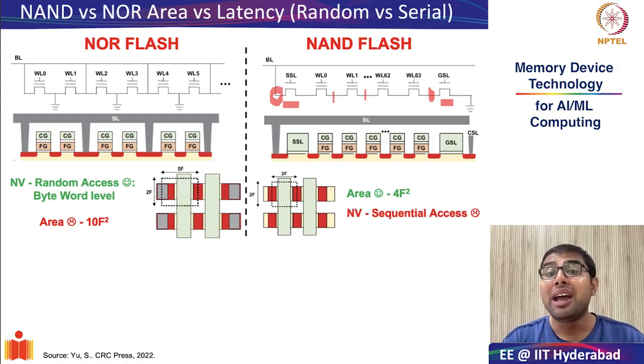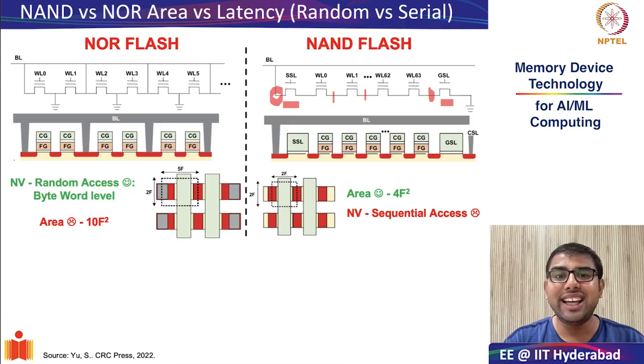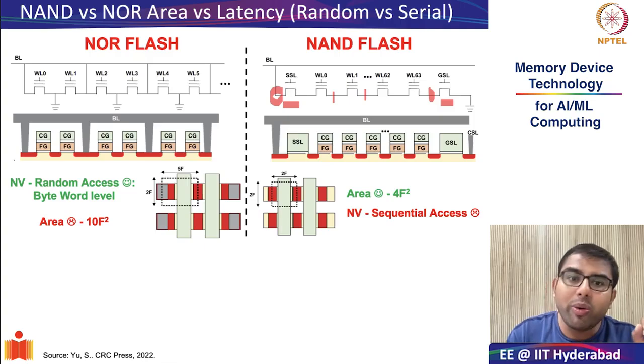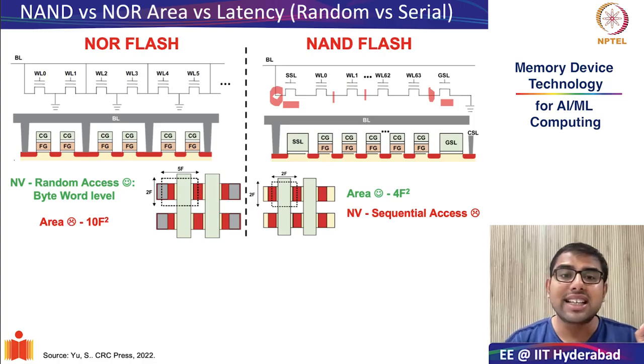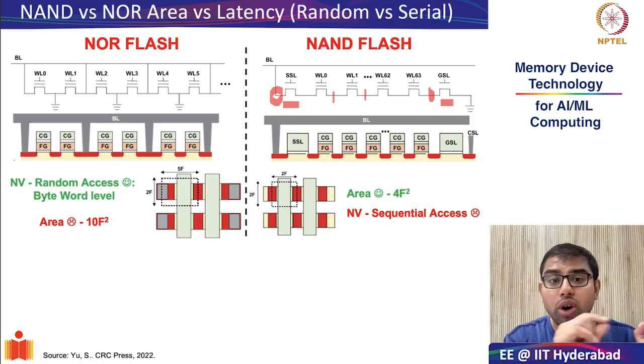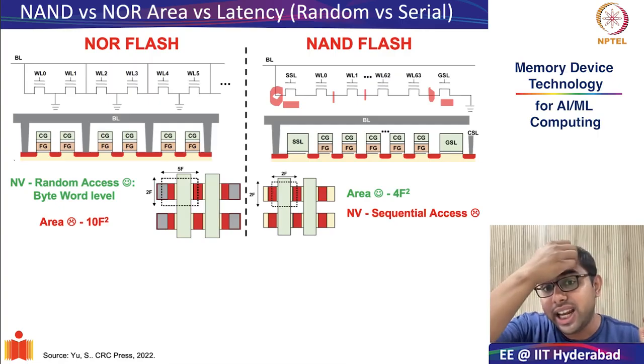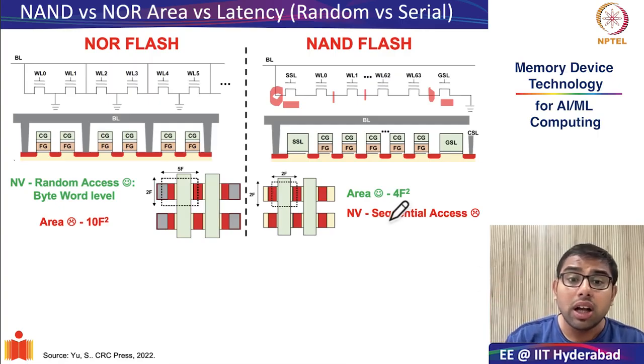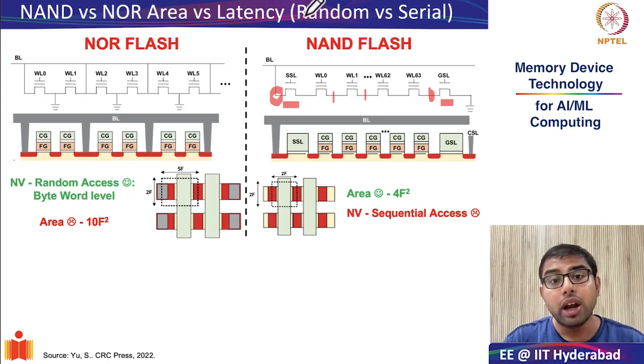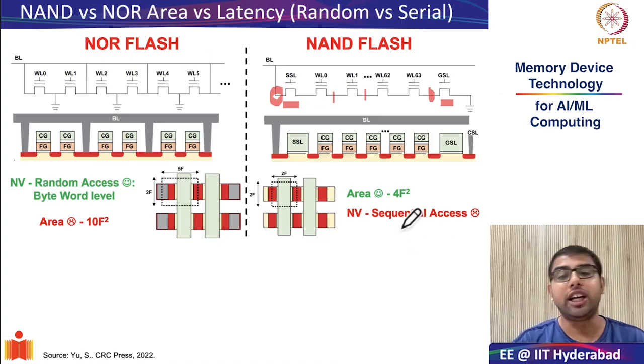But what is the bottleneck, or what is the trade-off? The trade-off is that it is essentially sequentially connected. All the flash cells in a string are sequentially connected. The access of a NAND flash cell is also sequential. It is not random access at all. Whereas in NOR flash, you can have byte and word level random access. In NAND flash, you can only have sequential access.